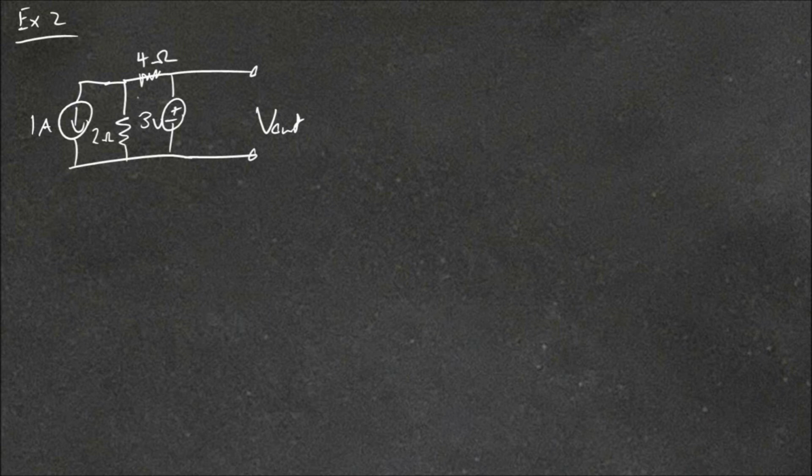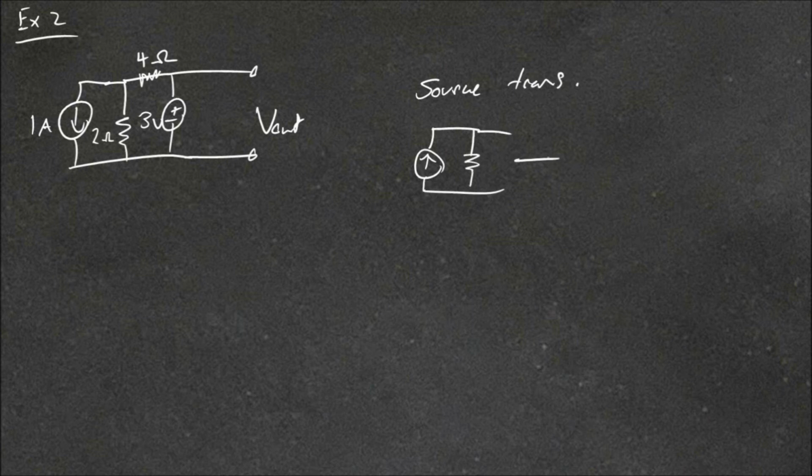Now it's sometimes easier to do what's called a source transformation. So this allows you to turn something like this into something like this. So you change a current source to a voltage source, and you just simply apply I equals V over R, or V equals IR, depending on which way you're going. So we'll do that to the current source to make it a voltage source.